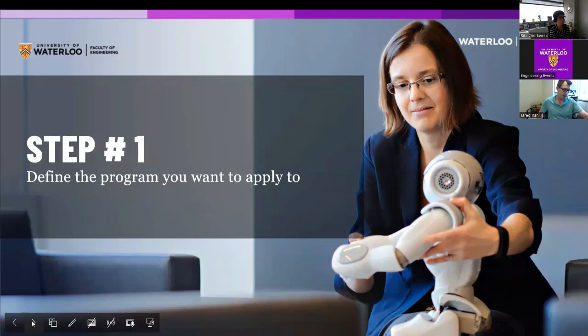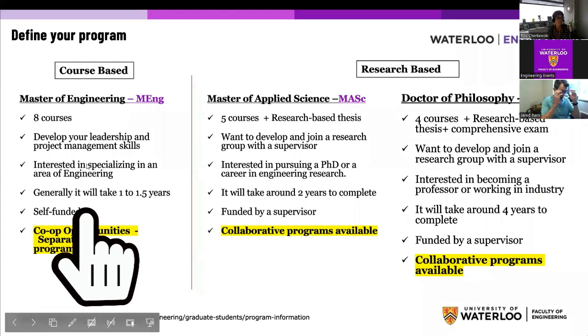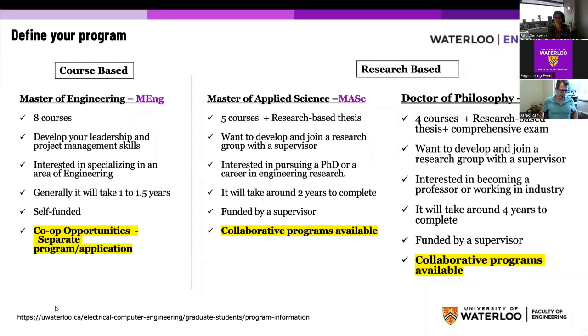We have several programs available in electrical and computer engineering. So we have a Master's of Engineering, which is a course-based program. During that program, you're going to have to complete 8 courses. And there are some courses that you can do to help develop your research, leadership skills, etc. Generally, people who pursue the Masters of Engineering are interested in moving to industry after they complete their degree. That's not always the case, but generally that's the path that people take. We do offer 8 different specializations in the Masters of Engineering program. And generally the program takes 1 to 1.5 years to do.